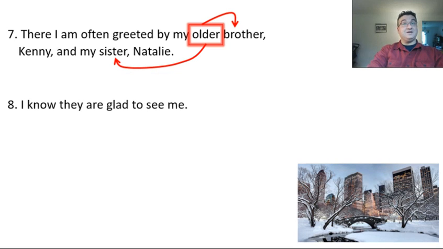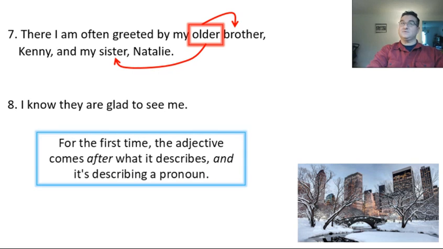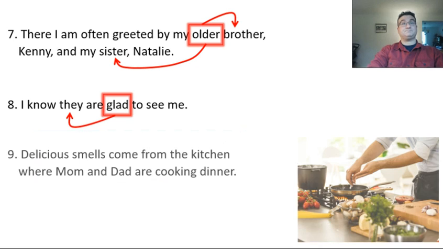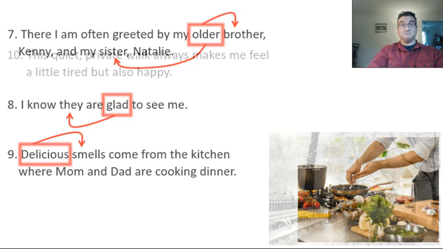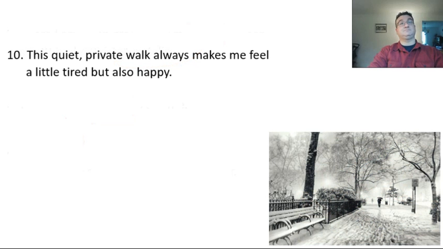Number 8, I know they are glad to see me. For the first time, the adjective is going to come after what it describes, and it's describing a pronoun. So those two new things have shown up here. You see, glad is describing they. It's the first pronoun we have being described. Delicious smells come from the kitchen where mom and dad are cooking dinner. Delicious is describing the smells. And that's it. That was a quick one.